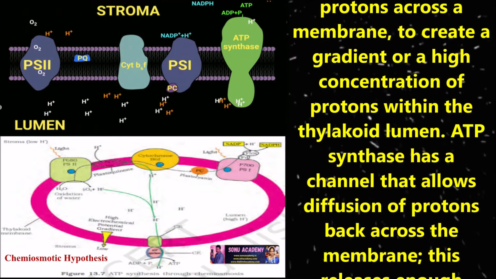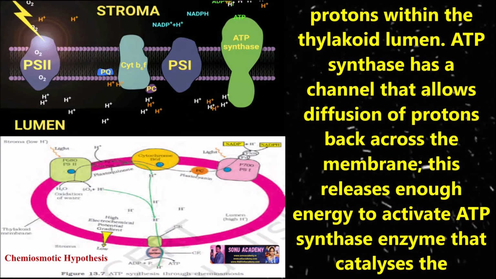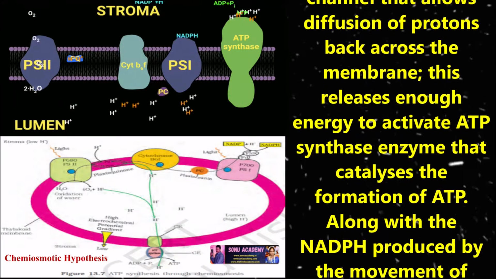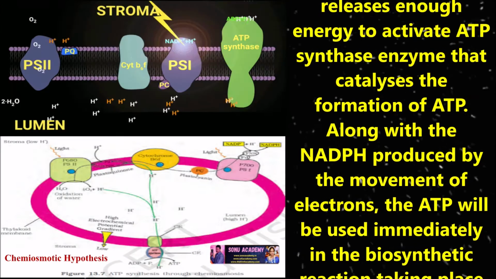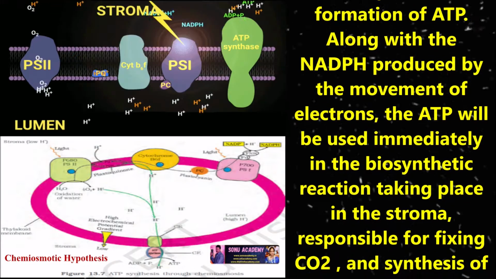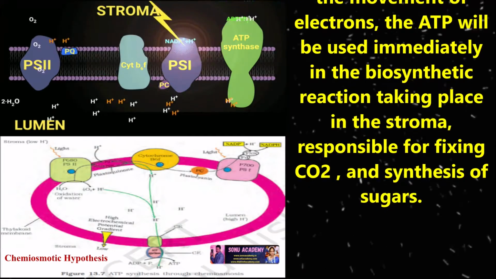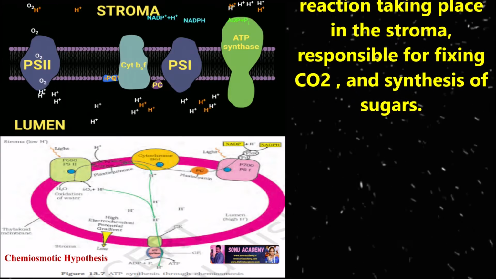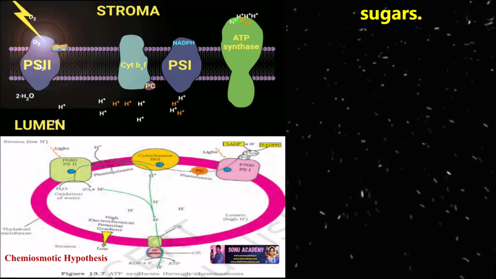Energy is used to pump protons across a membrane to create a gradient, or a high concentration of protons, within the thylakoid lumen. ATP synthase is a channel that allows diffusion of the protons back across the membrane. This releases enough energy to activate the ATP synthase enzyme, which catalyzes the formation of ATP. Along with NADPH produced by the movement of electrons, the ATP will be used immediately in the biosynthetic reactions taking place in the stroma, responsible for fixing CO2 and synthesis of sugars.